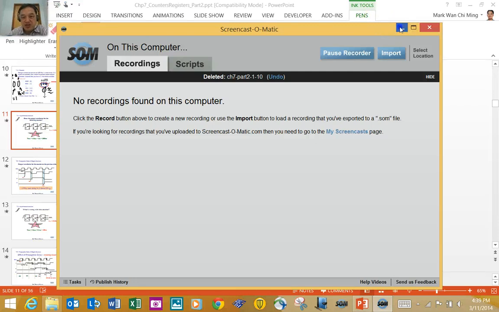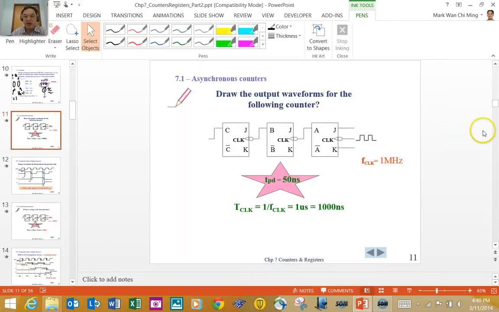Okay, let's continue from where we stopped. Now have a look at that. They want us to draw the output waveform from the four counter, right? The input frequency is 1 meg, they're given to us. What is this? We are going to do something new. TPD, a propagation delay, right? This TPD is called propagation delay, right?